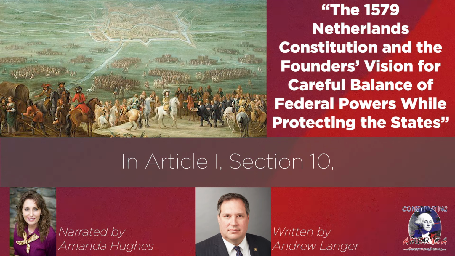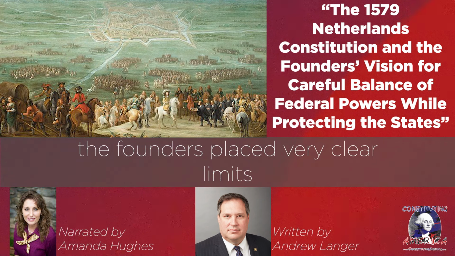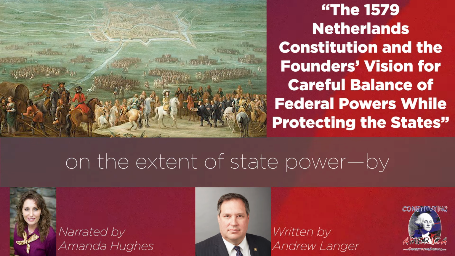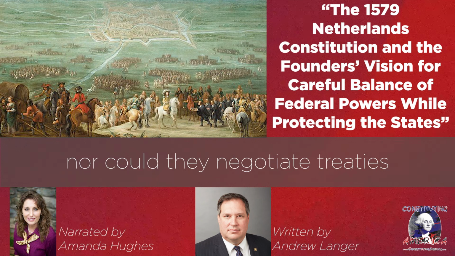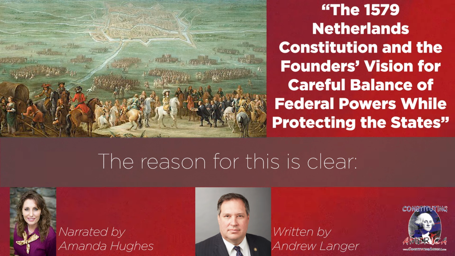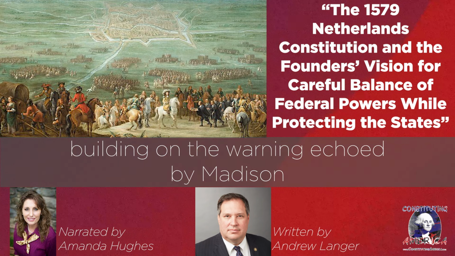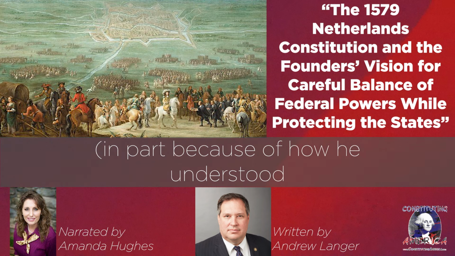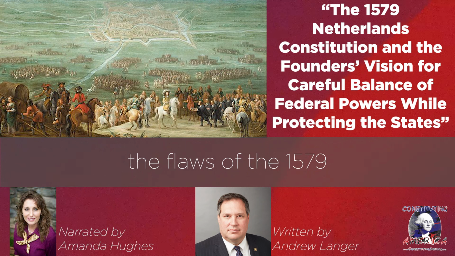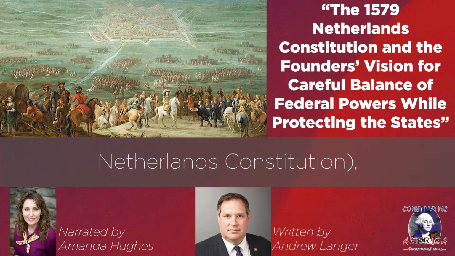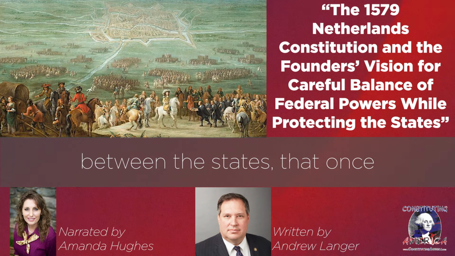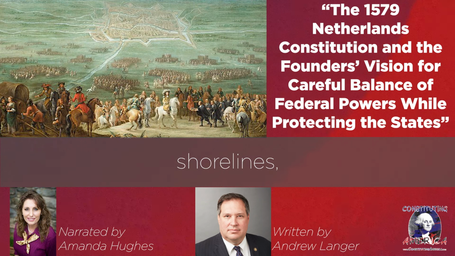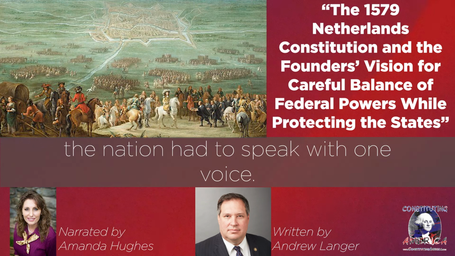In Article 1, Section 10, the founders placed very clear limits on the extent of state power by making it clear, for example, that states cannot coin their own monies, nor could they negotiate treaties on their own. The reason for this is clear. Building on the warning echoed by Madison in Federalist 20, in part because of how he understood the flaws of the 1579 Netherlands Constitution, the drafters knew that while there might be intense internal debate between the states, once an issue reached America's shorelines, the nation had to speak with one voice.